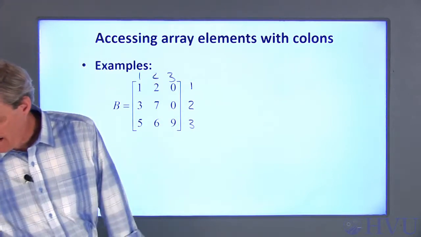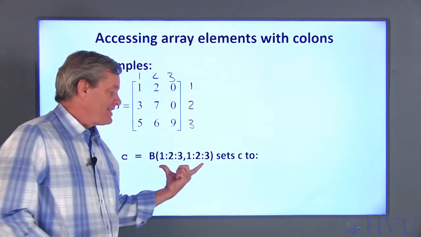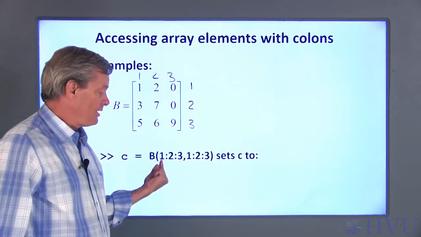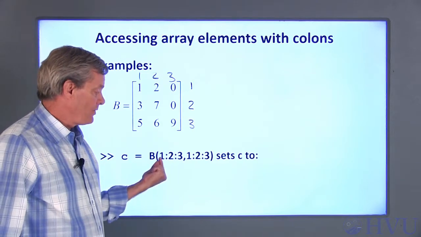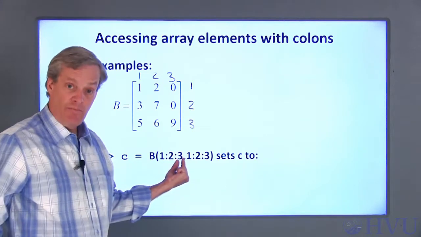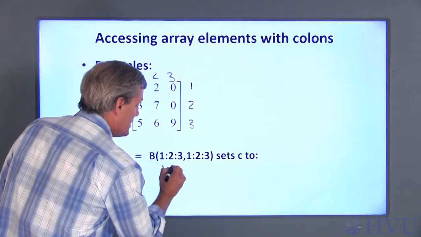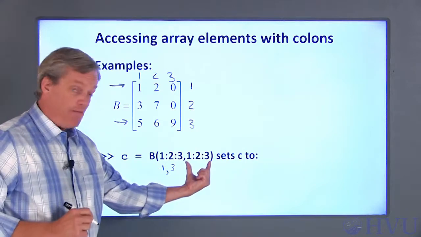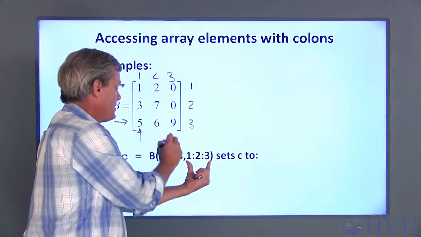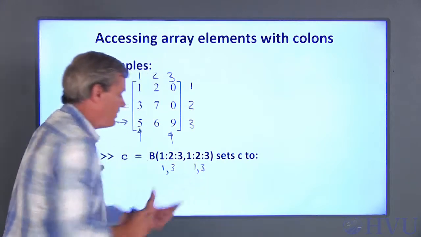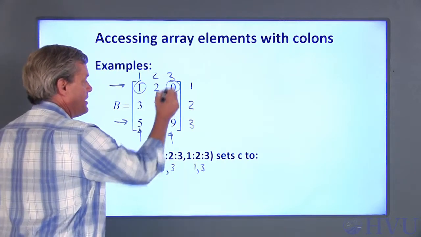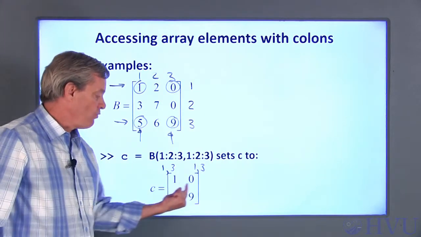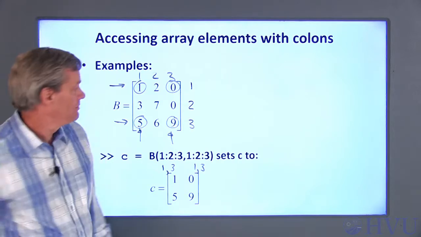Now, if I access this range of array elements, in the rows, the first element is 1, the second element is going to be 1 plus 2 or 3, the next element would be bigger than 3, so this takes the first and the third rows. We're looking here and here. This likewise gets the first and the third columns. So we get the elements here, here, here, and here. So C gets set to 1, 0, 5, 9.